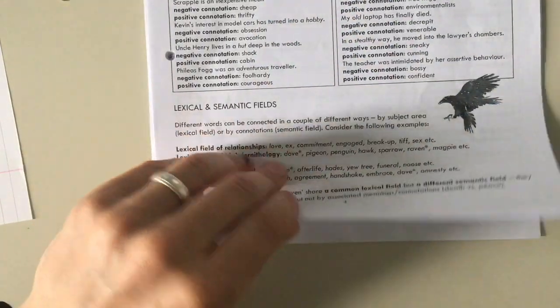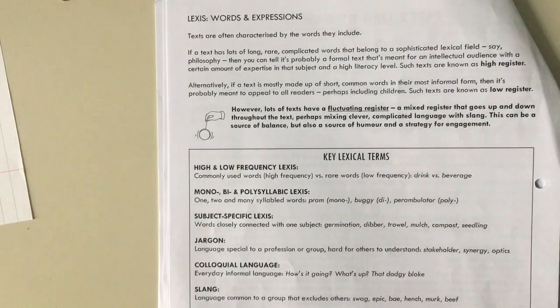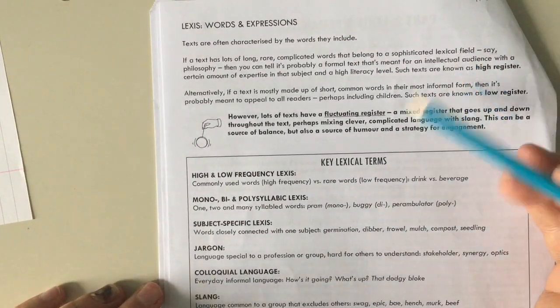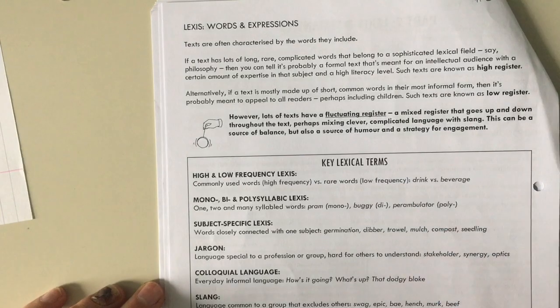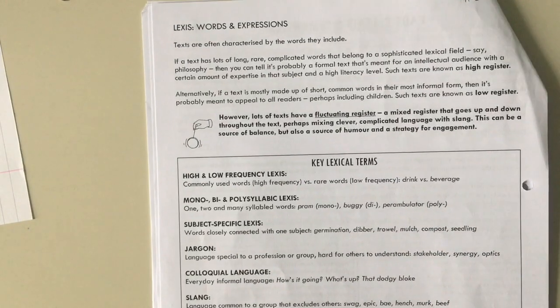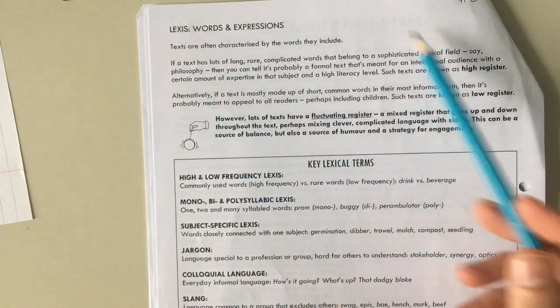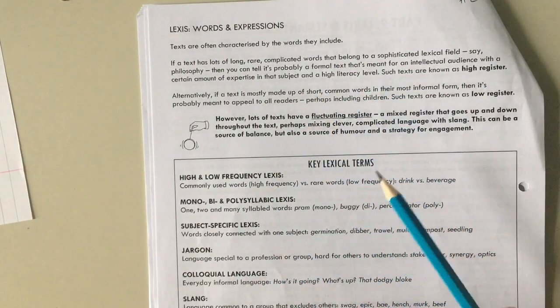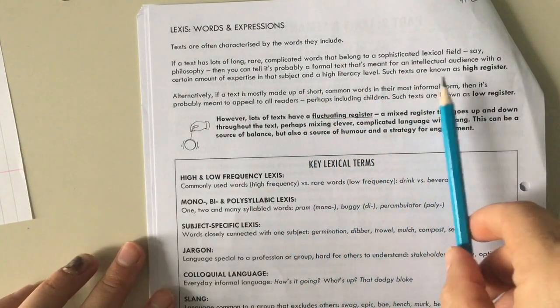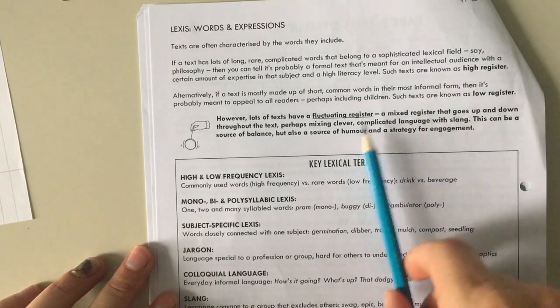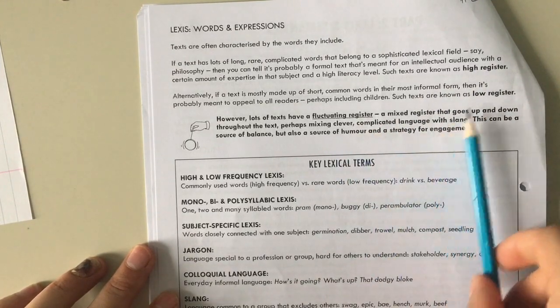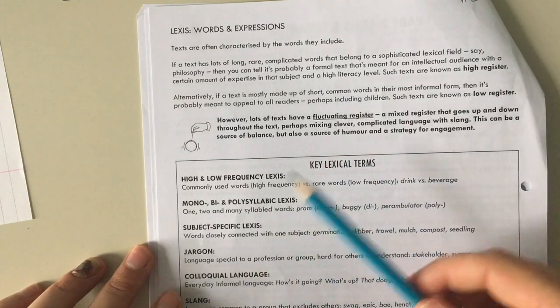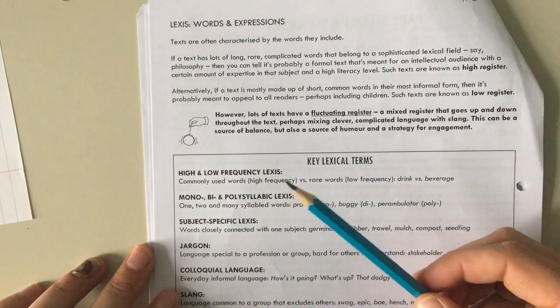It's this page here, on page 4. Over the page, we've got words and expressions. And on this page, you've got some key terms that you're going to have to learn for this first test. Okay, so the first issue here is about register. If you just read through this, we've got high and low register, or fluctuating or mixed register. Register just means how complicated the words are, how difficult the words are.